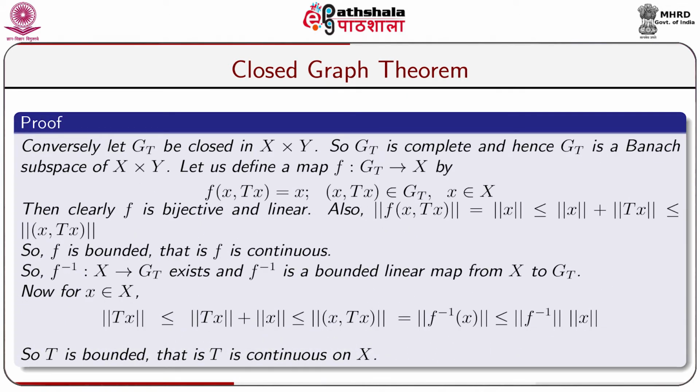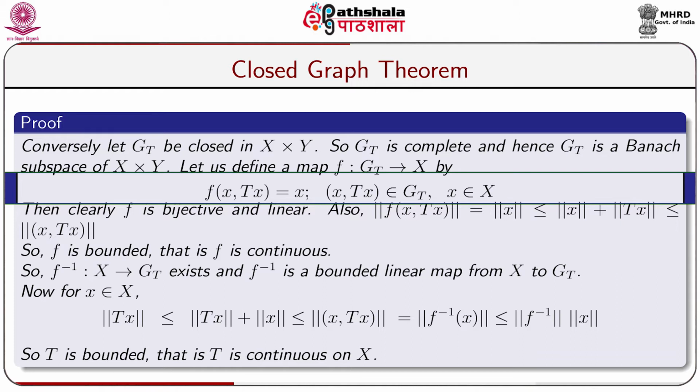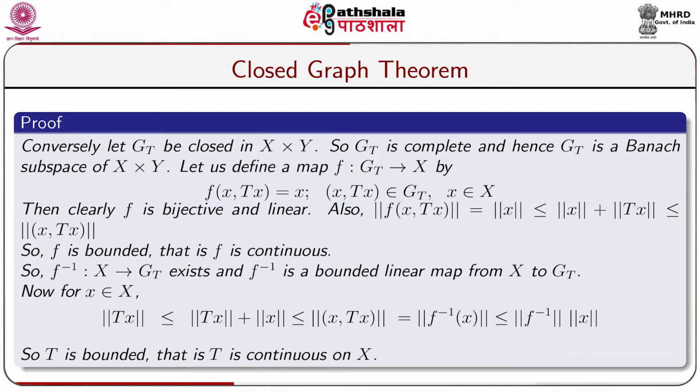Conversely, let GT be a closed subspace in X cross Y. So GT is complete. Hence GT is a Banach subspace of X cross Y. Let us define a map F from GT to X by F of the pair (x, Tx) equal to x, where (x, Tx) belongs to GT and x belongs to capital X. Clearly F is bijective, that is F is injective and surjective, and F is also linear.